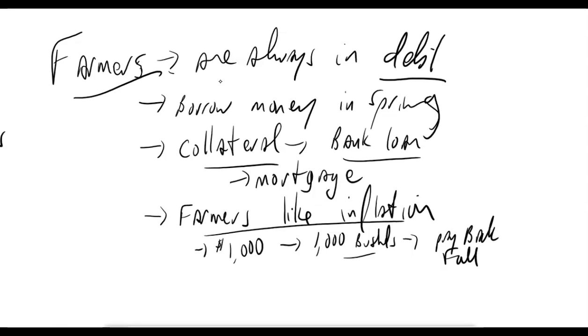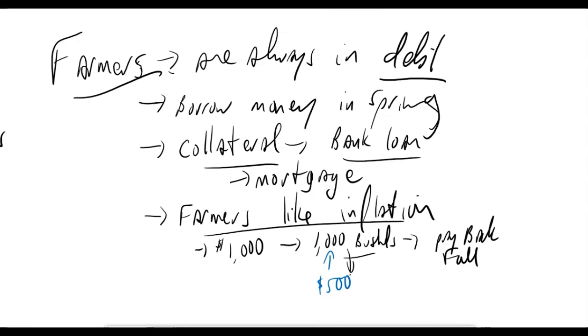Okay. Suppose the price of a bushel of wheat goes from $1 to $2. If that's the case, I make $2,000. I pay the bank back their $1,000. I made $1,000 profit. Suppose the price of wheat goes to 50 cents a bushel. Now I only make what? $500. I still owe the bank the other 500, and I can't pay it. They're going to take my farm. So I want the price to go up. Inflation is good for me.